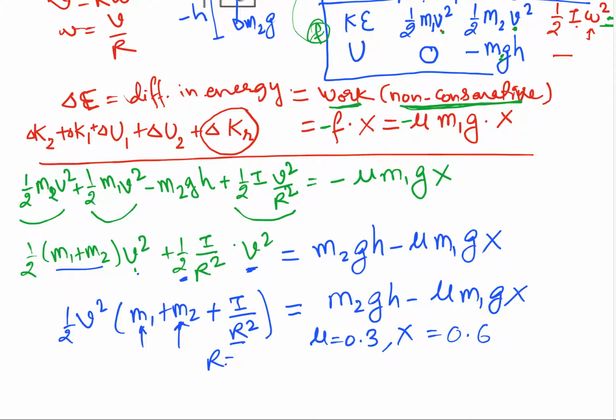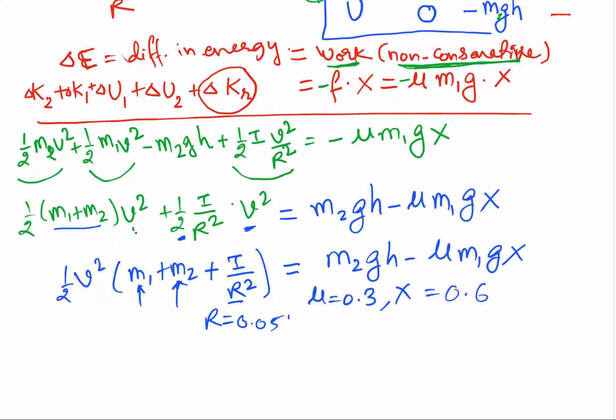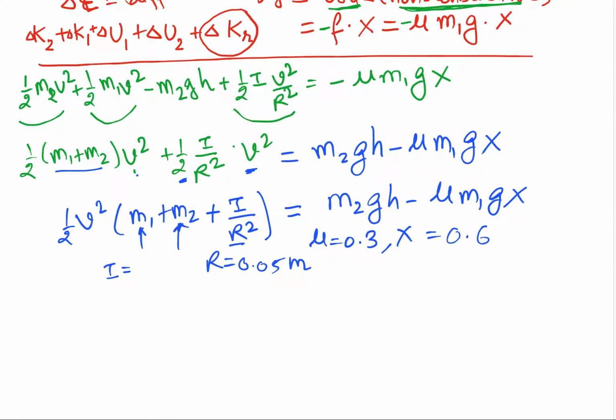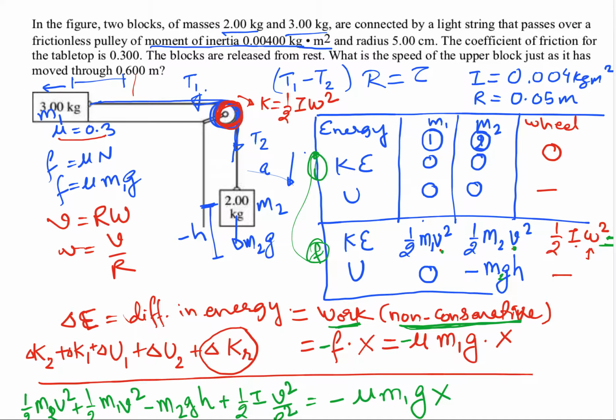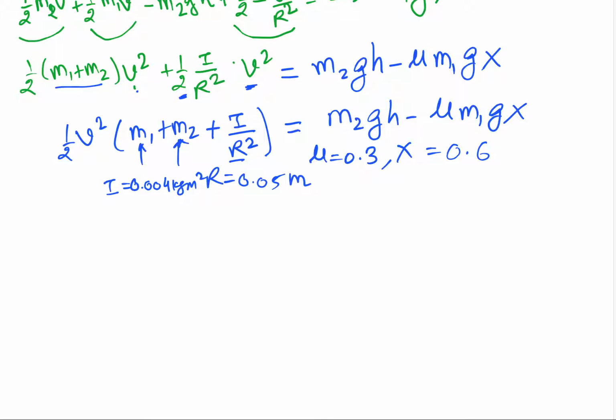R is given, r equals 0.05, the moment of inertia I equals 0.004 kilogram meter square, m1 is 3 kilogram, m2 equals 2 kilogram, right? So you are given all of those and the height.